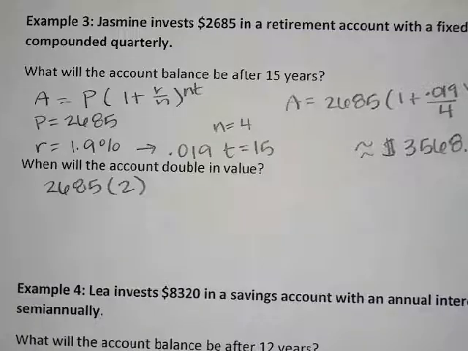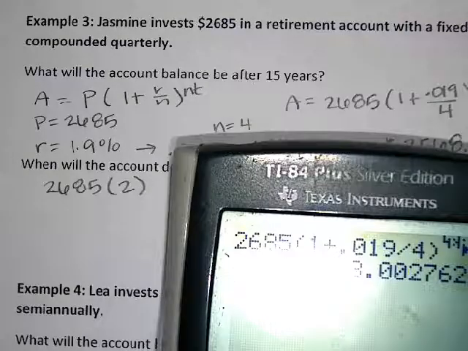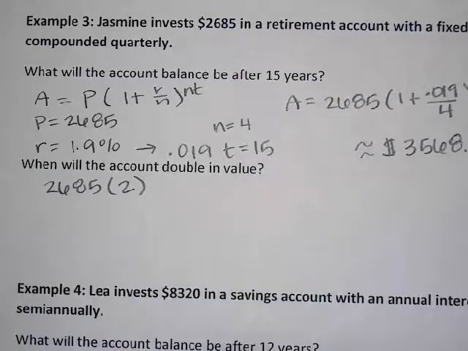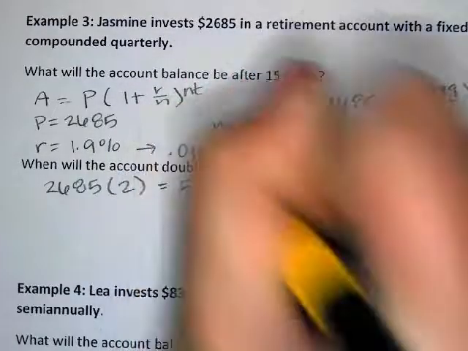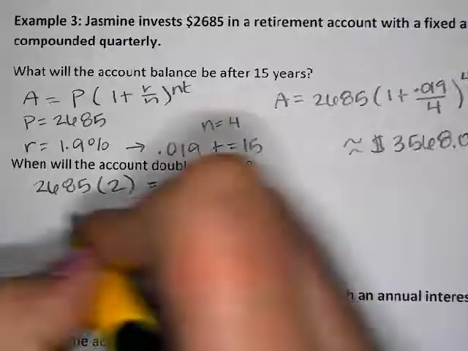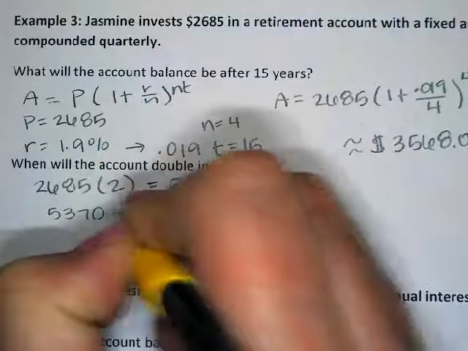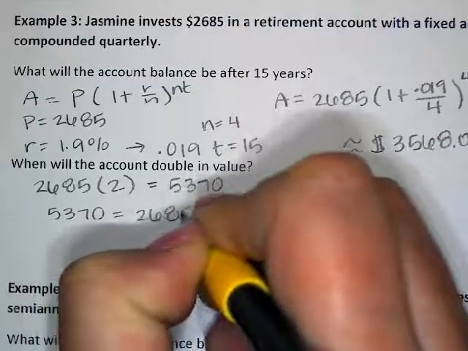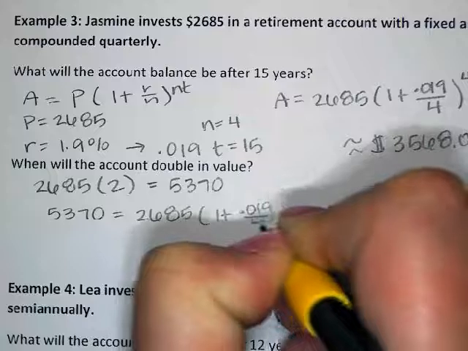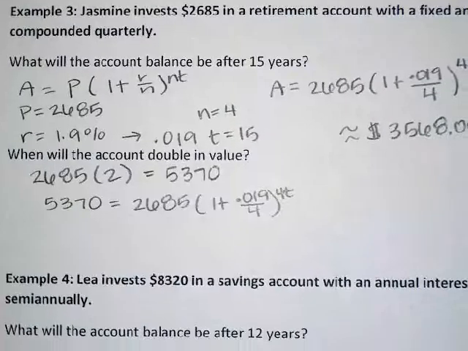So we're going to take our principal, double it, and get 5,370. That's the final amount we want to get to. Everything else is going to stay the same, but we're going to be solving for T. First thing we're going to do is divide. And when we divide it, we're going to get 2. All right, we'll come back and finish this problem after lunch.